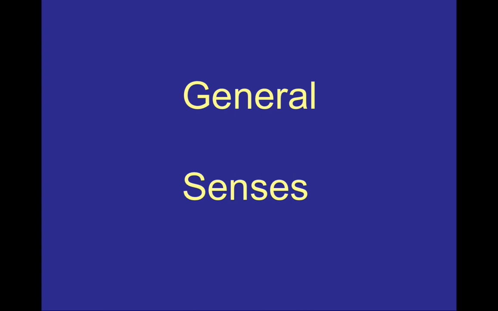General senses can be broken down to our body's receptors, and we have many different types of receptors that will function for our general senses. So in this presentation, we're going to talk about a few of the types of receptors that our body has, and what type of stimuli is monitored by each.